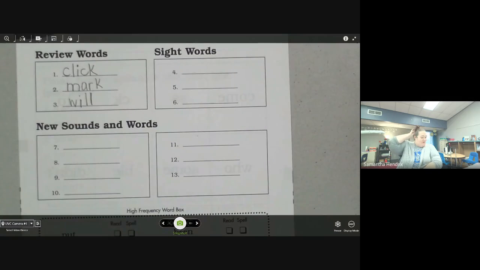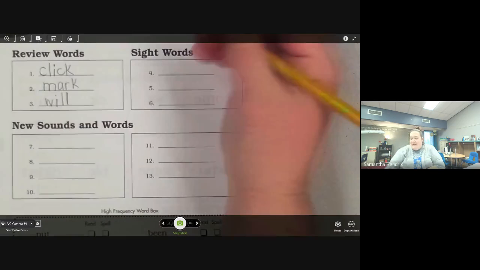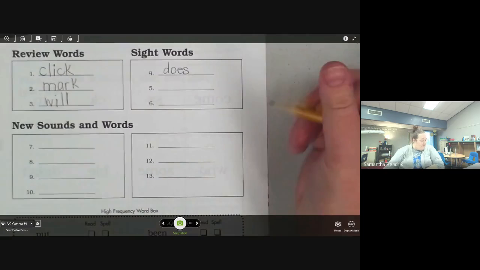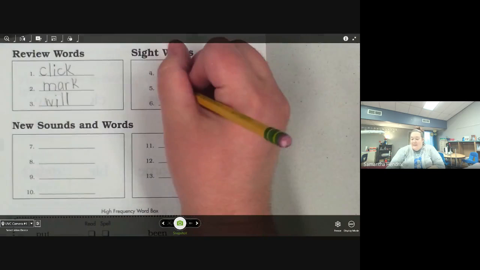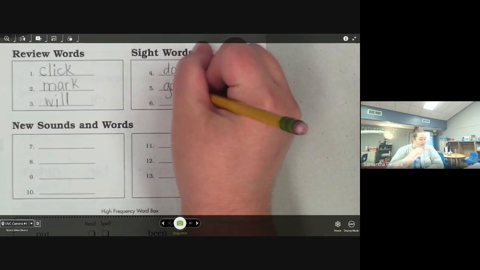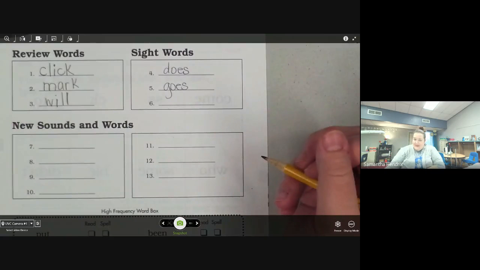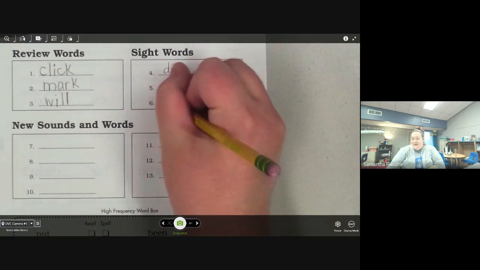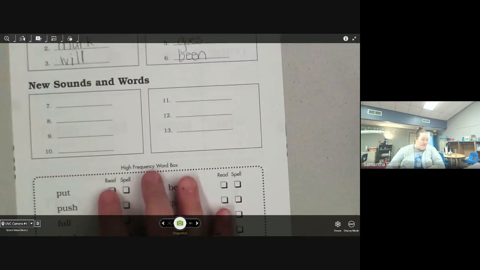Okay, our new sight words. I need to get those in our new video. You'll have a new video, sight word video too tomorrow. Does. Goes. Remember, you guys can pause this. And bin. But our sight word bin, not the name bin. So it's a double E. Bin. Okay, now let's do our new sounds.